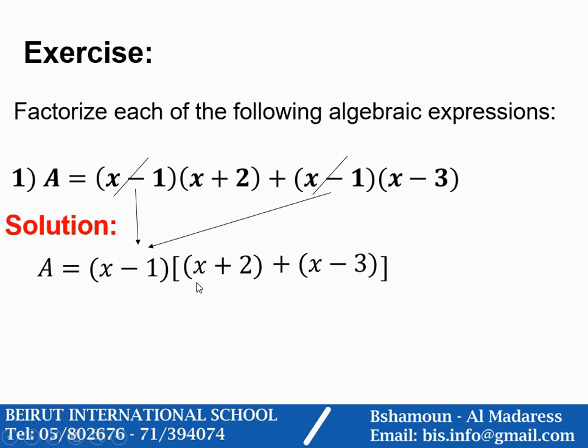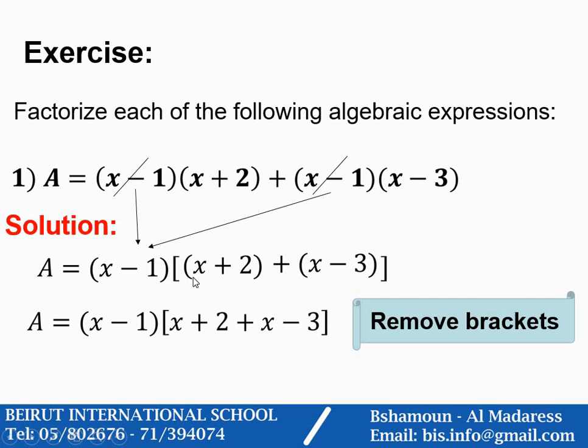And then you expand inside, you remove the brackets. This parenthesis has no sign outside, so you remove it. And this parenthesis has plus as a sign outside, so nothing will change. So you remove it. And then you collect the like terms. You have x, and 2 and minus 3 are like terms. So you get x minus 1, and here x plus x is 2x, and plus 2 minus 3 is minus 1. This is the factorized form of A.